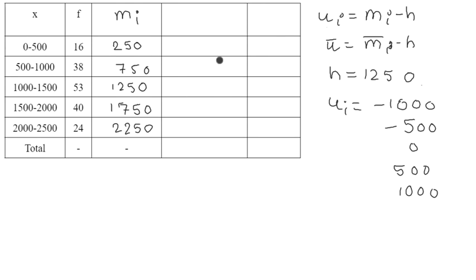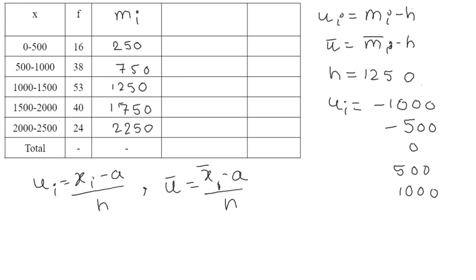Let me correct one mistake. In our property, we saw that ui is equal to xi minus a upon h. There is no difference between writing any constant, but as I have mentioned this formula in the previous video, I am trying to make it correct. So write here a. There is no difference between writing any value, whether h or a, since we have taken this. So let's have a correction.